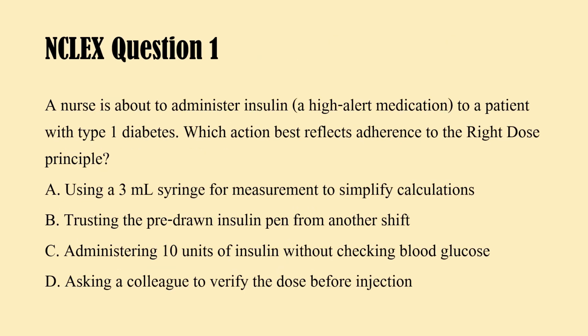NCLEX practice. Question 1. A nurse is about to administer insulin, a high alert medication, to a patient with type 1 diabetes. Which action best reflects adherence to the right dose principle? A. Using a 3 milliliter syringe to simplify calculations. B. Trusting the pre drawn insulin pen from another shift. C. Administering 10 units without checking blood glucose. D. Asking a colleague to verify the dose before injection.